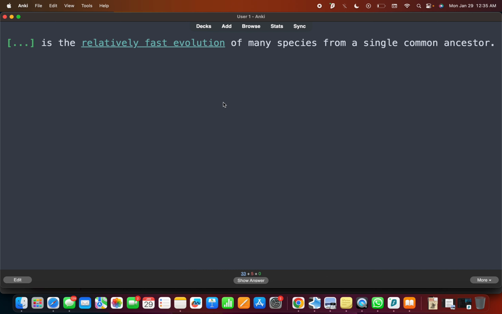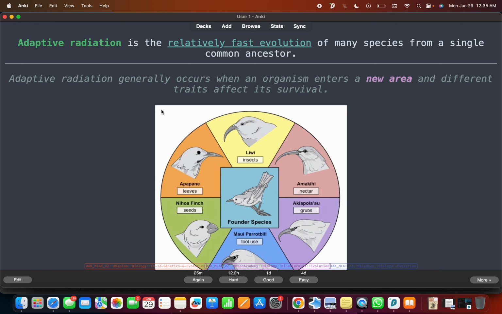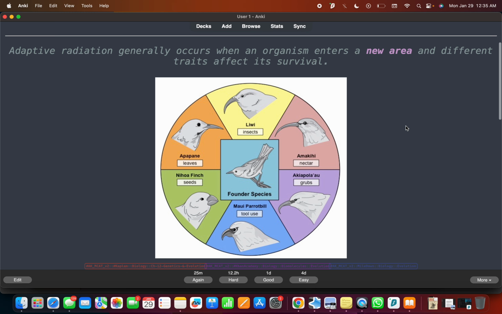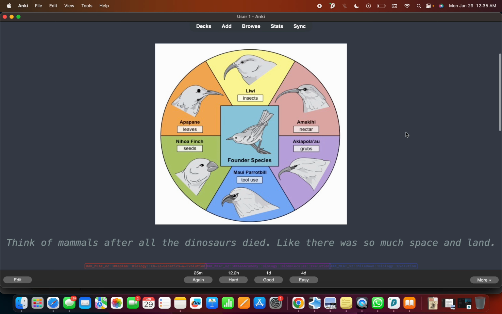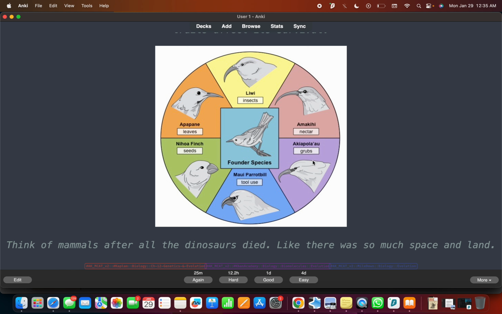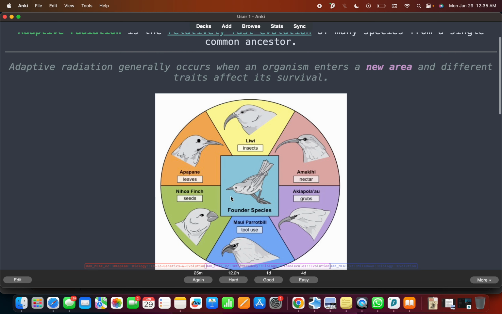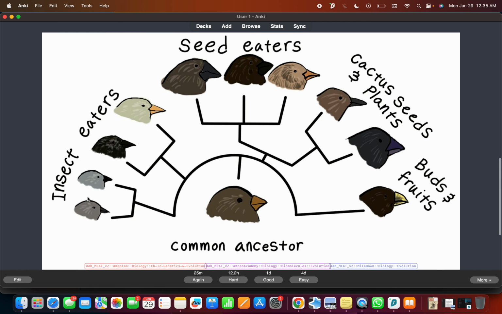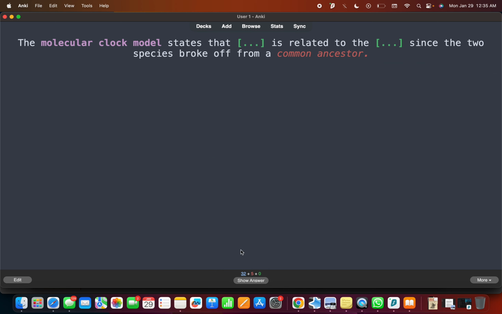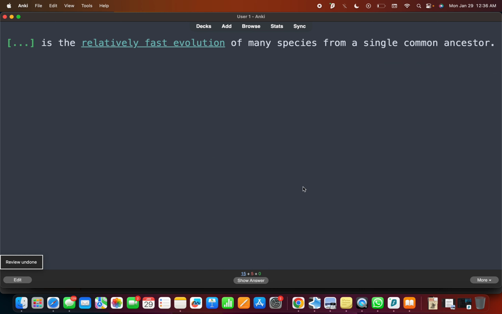What is the relatively fast evolution of many species from a single common ancestor? Inbreeding? No. Adaptive radiation. Adaptive radiation generally occurs when an organism enters a new area and different traits affect its survival. Think of mammals after all the dinosaurs died, there was so much space and land. So we have the founder species, and then the adaptive radiation. A single species rapidly adapts to fill available niches in an environment. Seed eaters, insect eaters, cactus seeds and plants, buds and fruits. So what radiation? Adaptive.